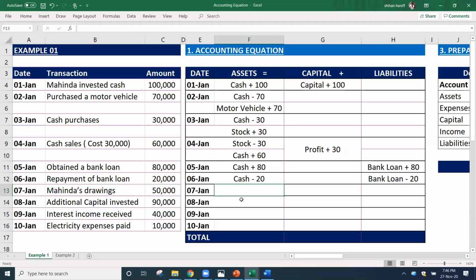January 7th, owner's drawings. So cash will reduce if he takes money, 50, and capital will reduce by 50. Owner's drawings, owner takes money from the business. Then he invests additional capital. Additional capital, cash increase by 90. Again, the capital will increase by 90.